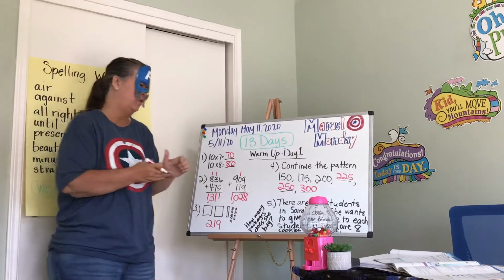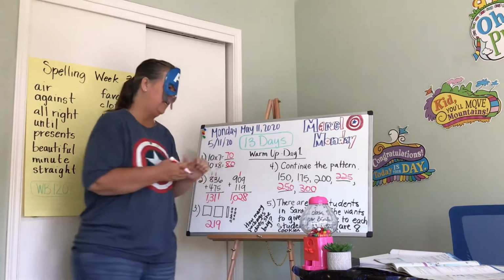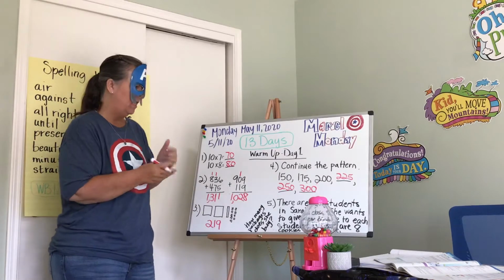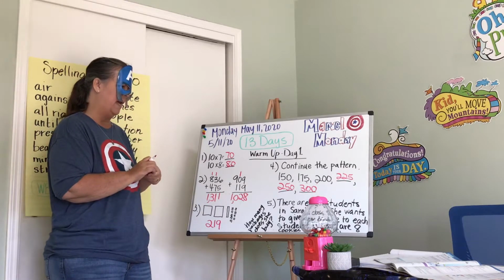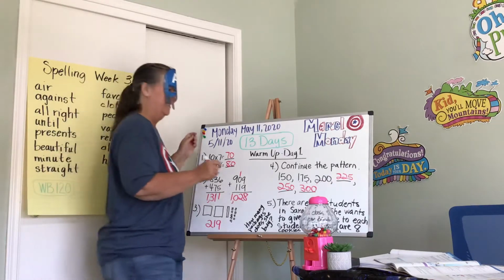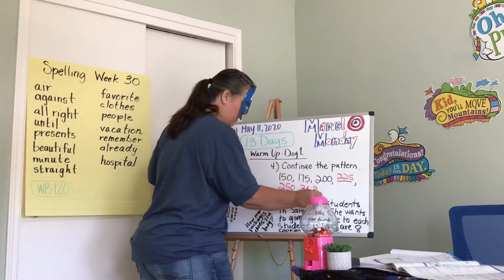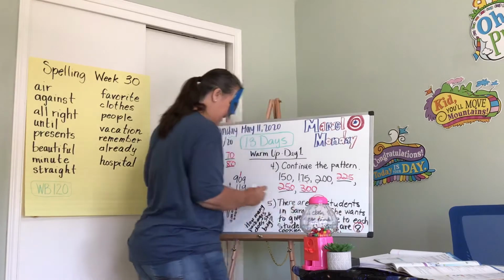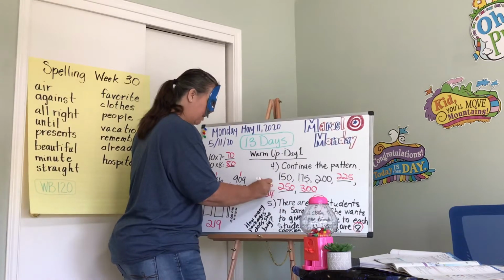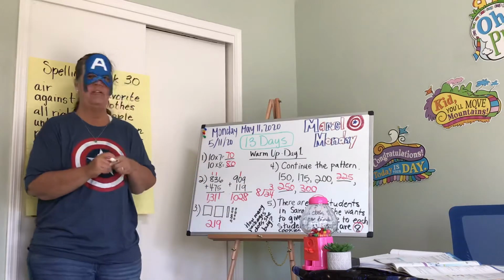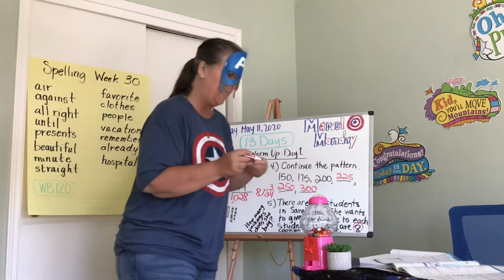There are 24 students in Sarah's class. She wants to give 1 cookie to each student. If there are 8 cookies in a package, how many packages does she buy? So we've got 24 that we need, 8 in each package. If I divide 8 into 24, I get 3. She needs 3 packages.